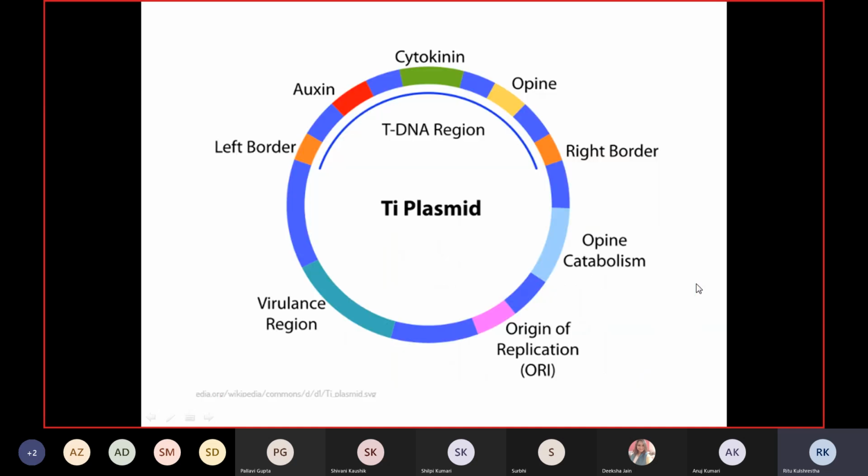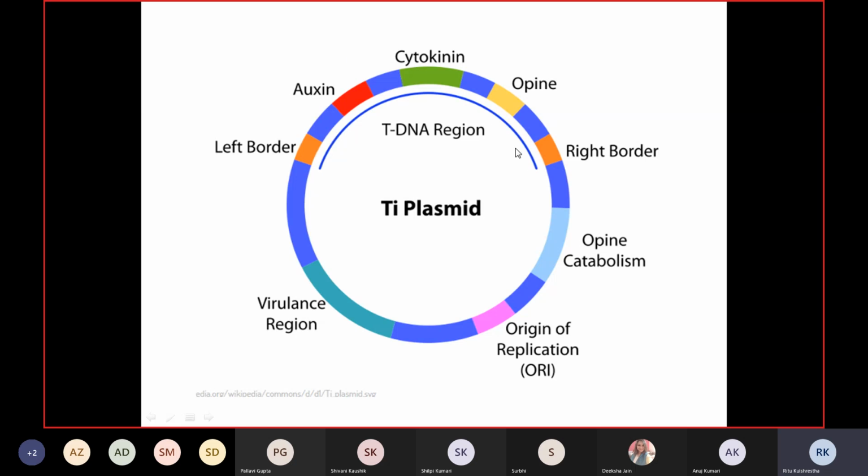Let's see. So this plasmid has its origin of replication, to be maintained in bacteria, which is agrobacterium in this case. Then it has this tDNA region. Why is it called tDNA region? Because it stands for transfer DNA region. Why transfer DNA region? Because it is the region present between the left and the right border of the tDNA that gets transferred to the plant cells. So this is tDNA or transfer DNA region.